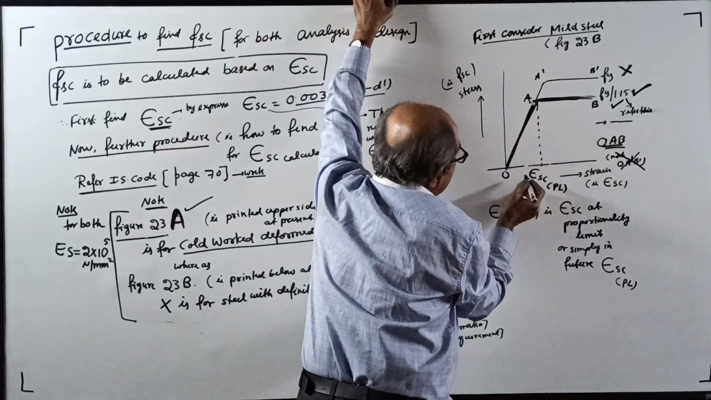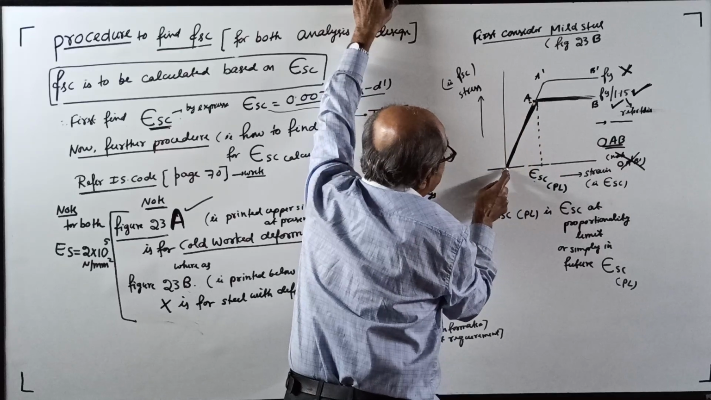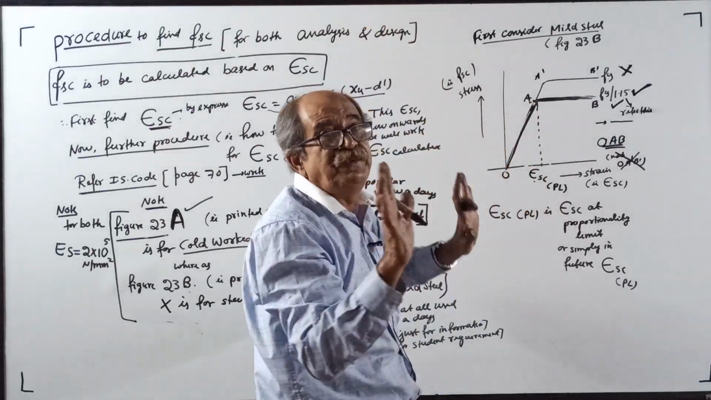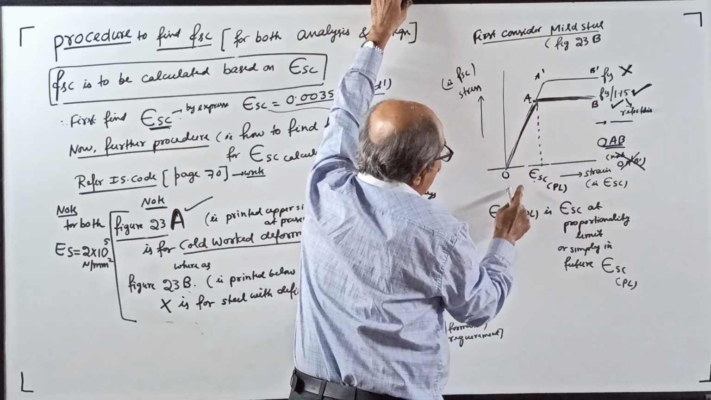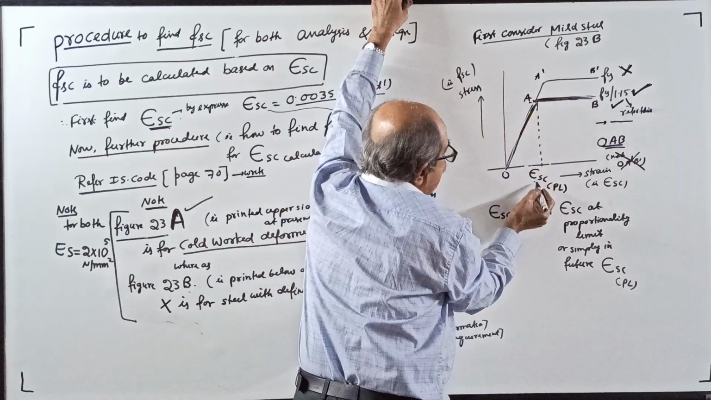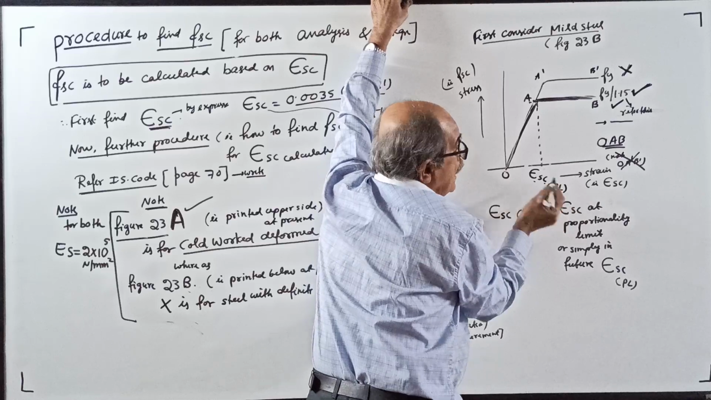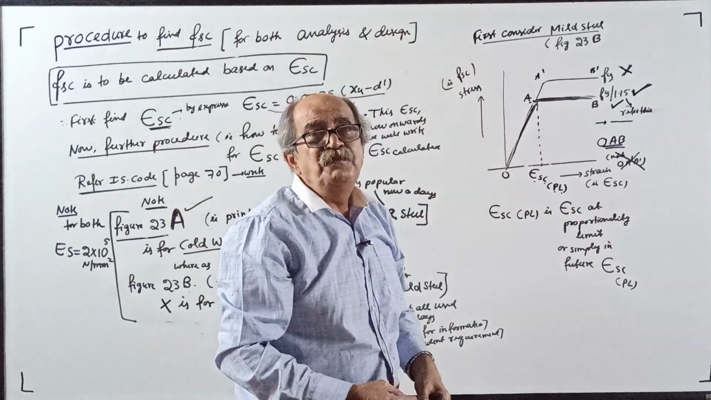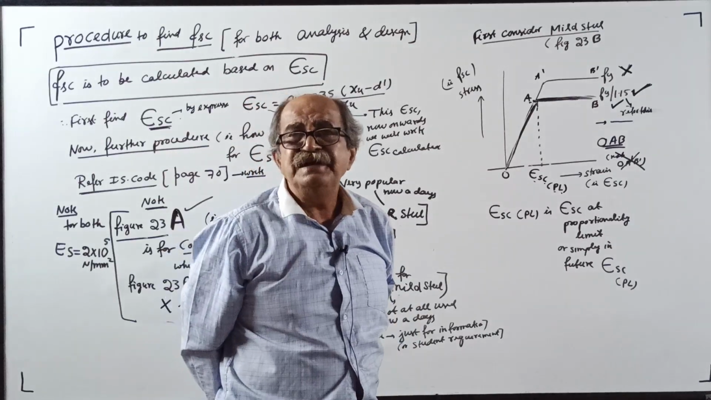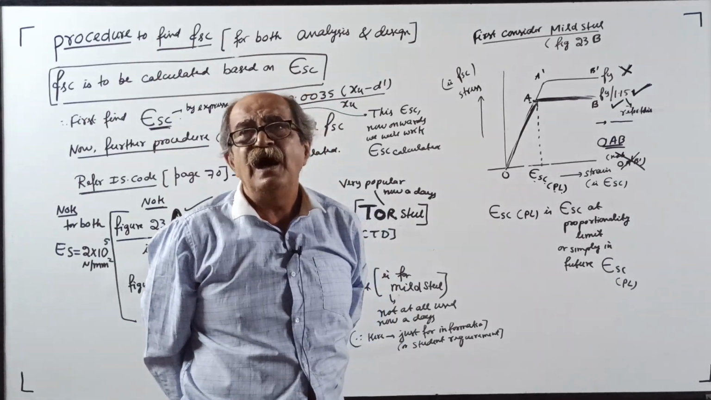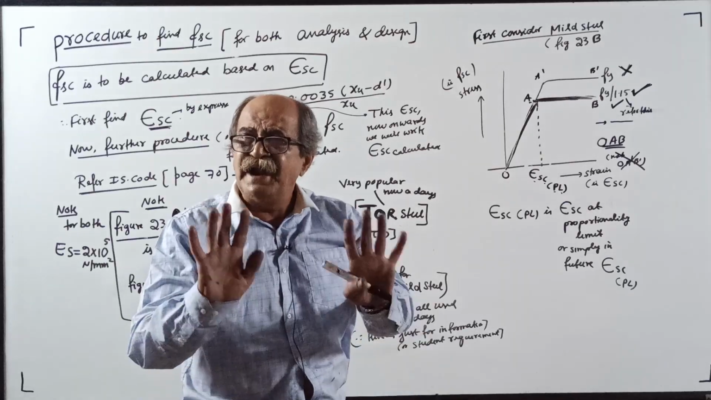Up to this point you can see a straight line here. You should write everything I am telling. So you can see a linear variation here. This is the end point, epsilon SC PL. Sometimes earlier I used to write elastic limit, but actually elastic limit and proportionality limit are not exactly the same. So use the correct word.